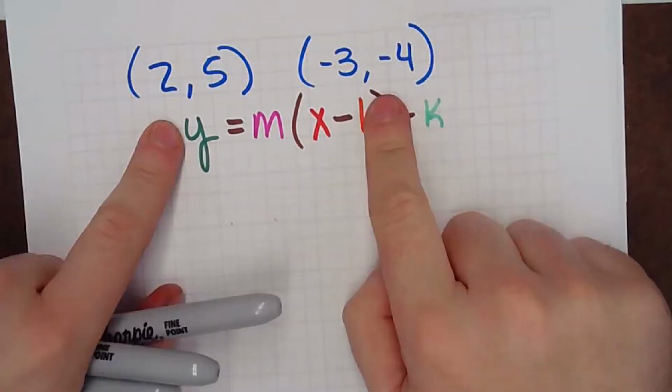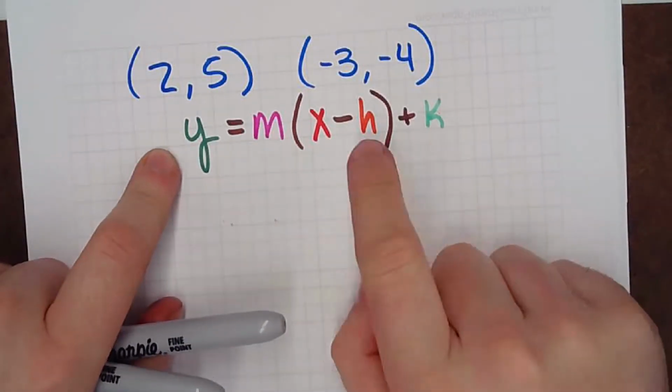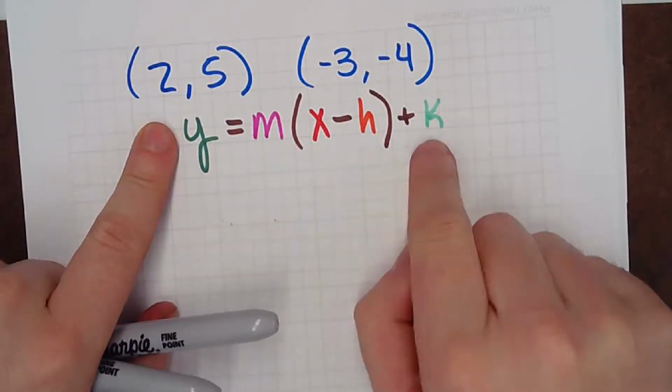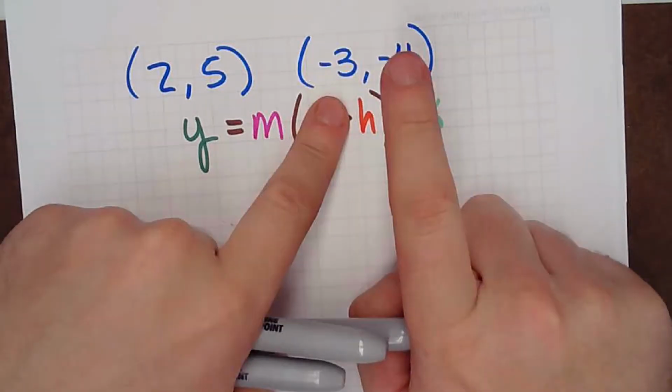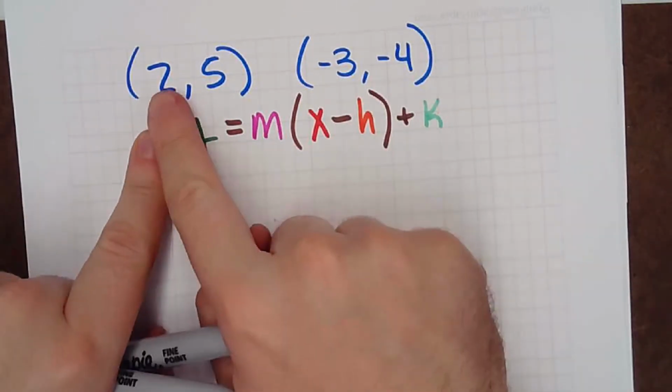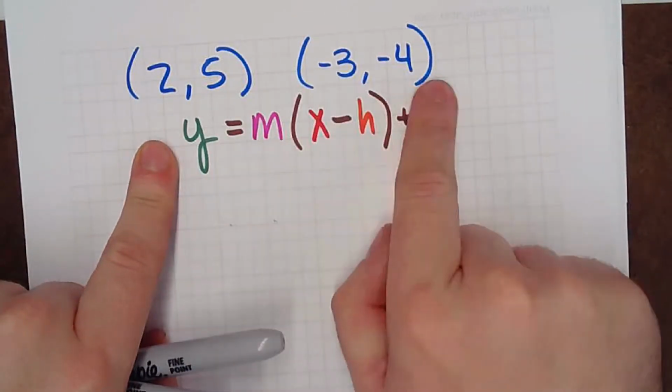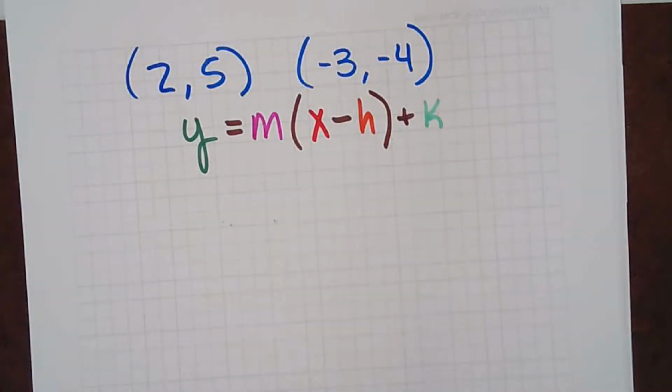So we have 2 coordinates to choose from, right? So we can make h and k 2 and 5, or we can make h and k -3 and -4. It's our choice. Now in this case, I'm going to choose 2 and 5 because I'd rather work with positives than negatives. That's just the way I prefer to work. I know most people prefer to work with positive people, so do I.